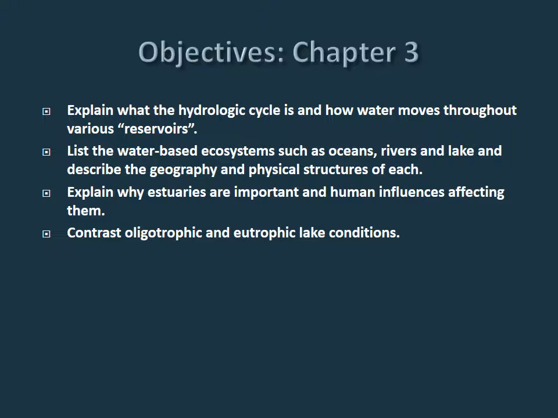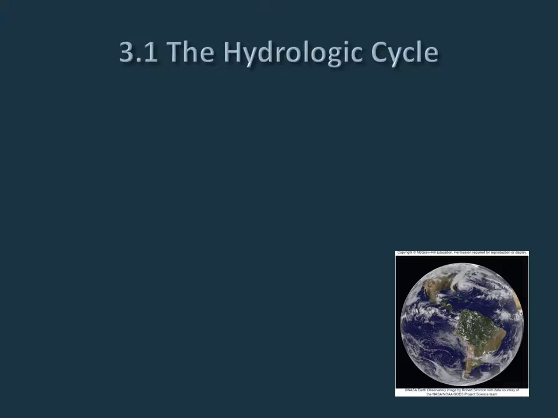So our objectives for chapter 3 are to explain what the hydrologic cycle is, which is just a fancy name for the water cycle, and how water moves throughout various reservoirs in the cycle. To list the water-based ecosystems such as oceans, rivers, and lakes, and describe the geography and physical conditions, physical structures of each, explain why estuaries are important and what human influences are affecting them, and contrast oligotrophic and eutrophic lake conditions. So let's go ahead and start with chapter 3.